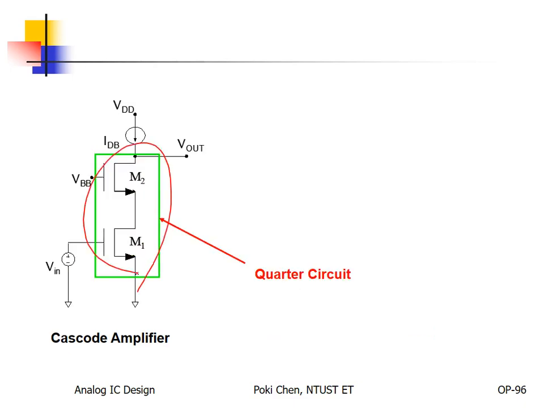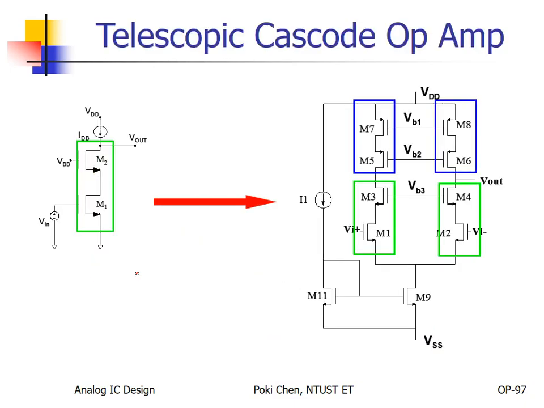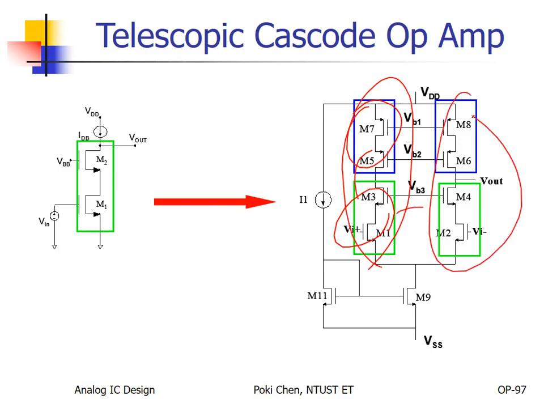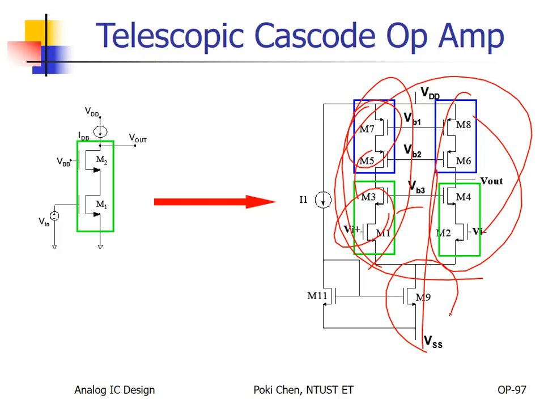Okay, this is the quarter circuit. Then, as I told you already, quarter circuit, counterpart circuit. Then you have the left half circuit, flip to the right, the other half overall circuit, and apply the bias current here. That's it. And now I show you the birth of the telescopic cascode op-amp. That's it.